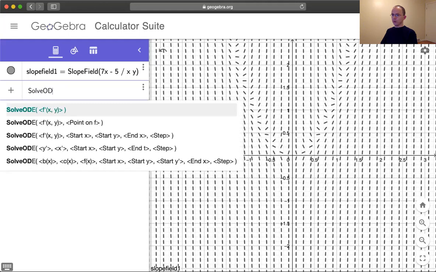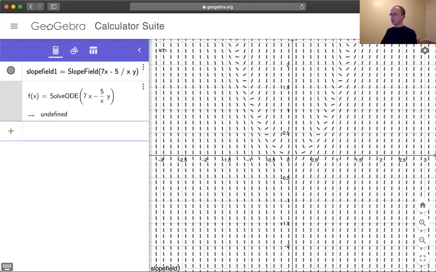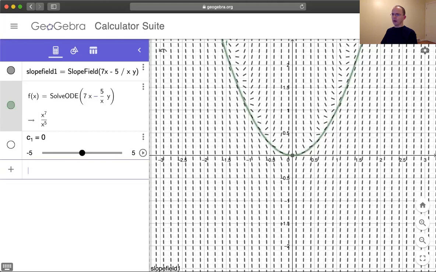So solve ODE, 7x minus 5 divided by x times y. Aha. Oh, okay, so it gave us x to the 7 divided by x to the 5th, which actually is just x squared. So that would be the solution when C is equal to 0, or when the initial condition, well, I don't know what initial condition that would be for x equals 2.